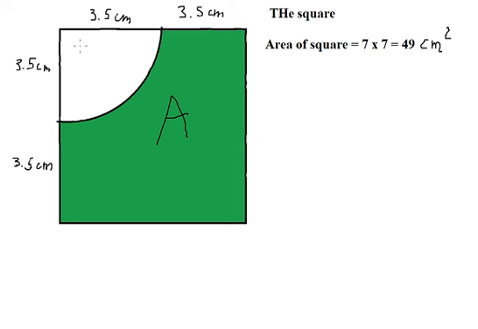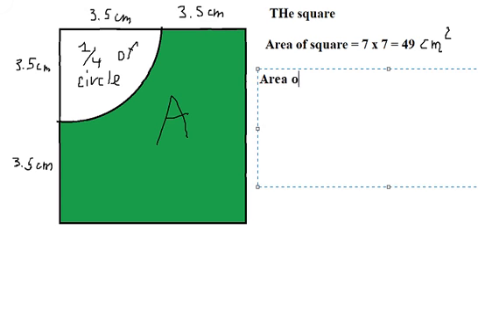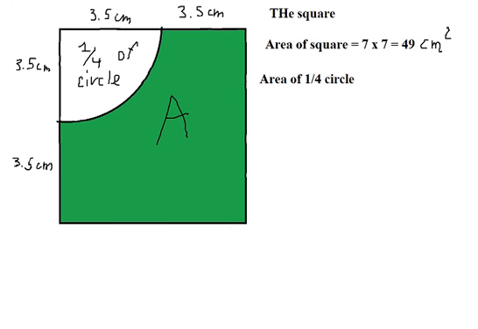Now we need to find the area of the circle. We see that this is 1/4 of a circle. Now we need to find the area of the 1/4 circle in here. So we know that the area of this one should be 1/4 multiplied by π times 3.5 squared, and we have π in here.